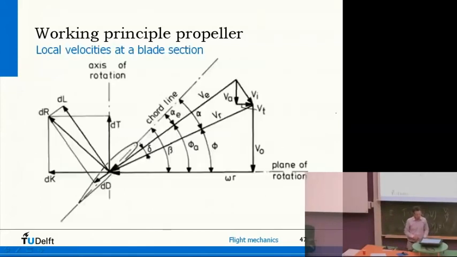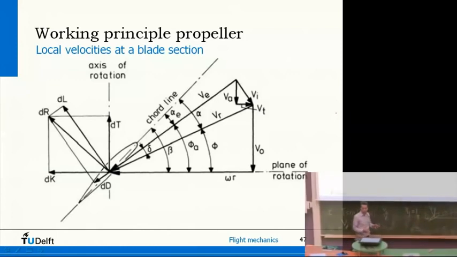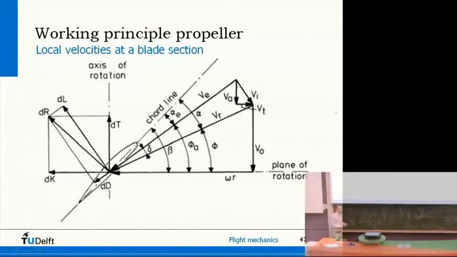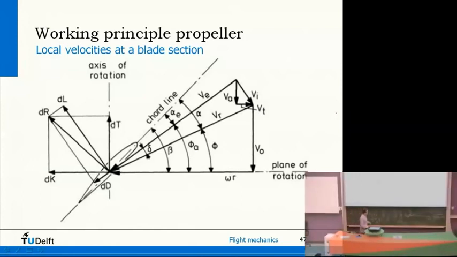All we need to know is that the geometric angle of the profile affects basically the angle of attack of the local blade section, and therefore it affects the lift and the drag. So you can imagine that since the forward velocity also affects the angle of attack, then maybe if you fly faster, it would be nice if you could change the pitch or this angle of the blade.